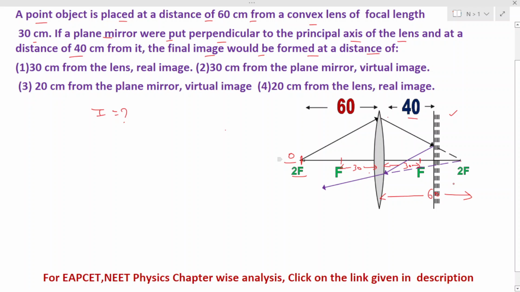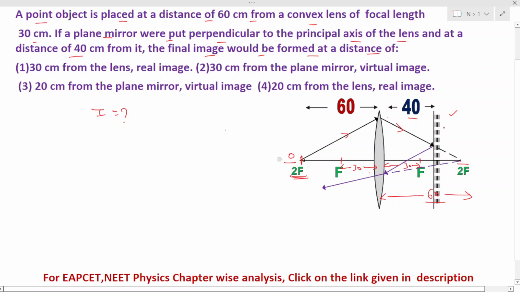Now what did he give? He told that he placed the object at 2f. So in the case of a convex lens, if the object is at 2f, then the image will be formed at 2f, that is at a distance of 60 centimeters from the convex lens. Because of which, the ray coming from the object will travel like this, get converged and travel towards the mirror like this.